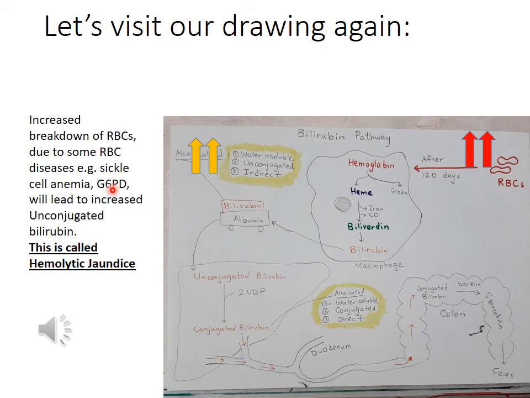Now, let's say there is a disease in which there is excessive destruction of RBCs. You see the red arrows? There is too much destruction of RBCs. This will lead to too much production of bilirubin. Which bilirubin is produced too much? The unconjugated bilirubin, which is also called water insoluble or indirect. So in the blood, the unconjugated bilirubin will increase. This is called hemolytic jaundice.